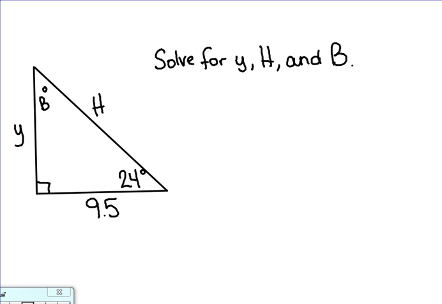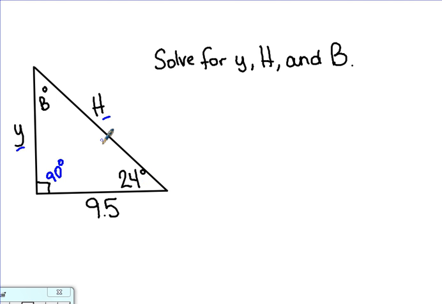Y and H are both sides of our triangle. B is an angle. Always look, the very first thing you want to do is look for your angles first. Obviously, we're working with a right triangle, and a right angle is always 90 degrees. Our opposite angle is 24 degrees.